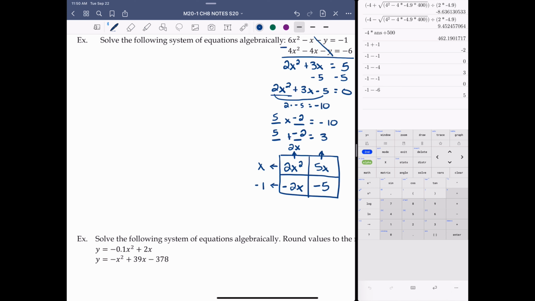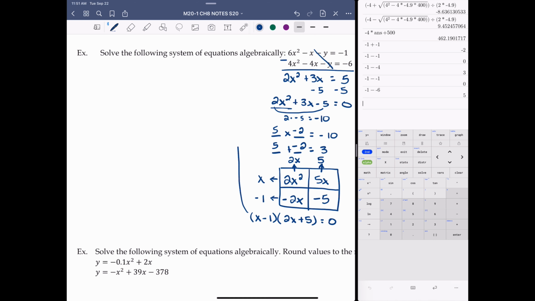And then 5x and negative 5. Again, I have one negative, but it's at the bottom of my column. It needs to be at the beginning of my column if my common factor was going to be negative. So this will be a positive 5 for my common factor, which gives us the factored form x minus 1 and 2x plus 5 equals 0.